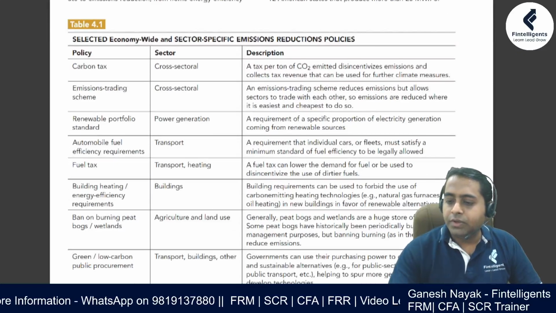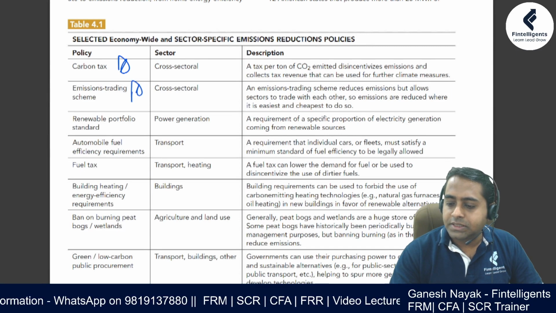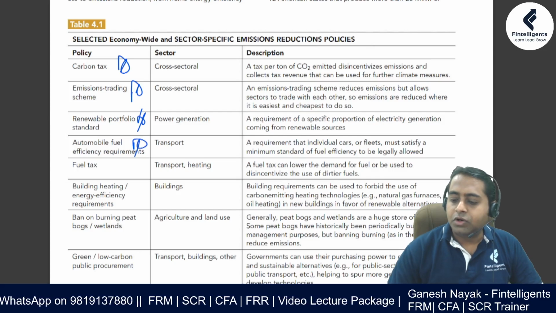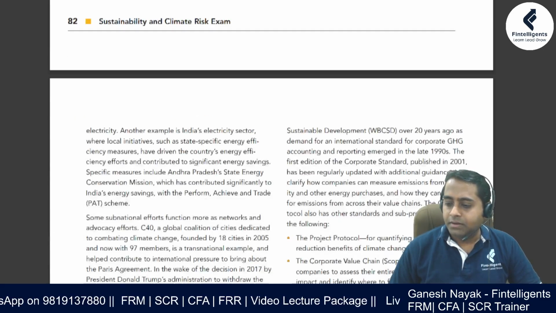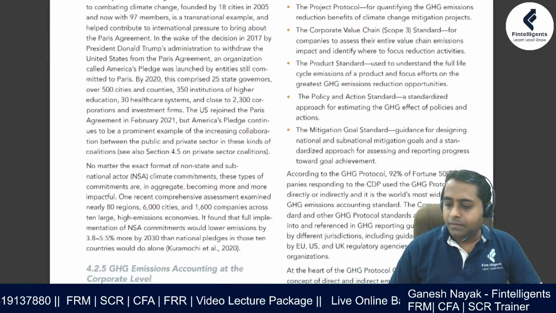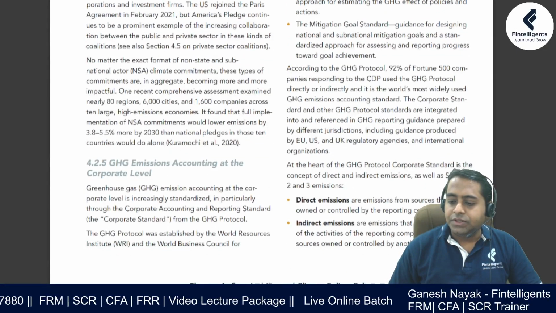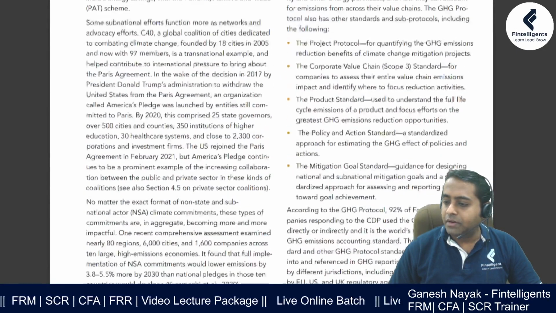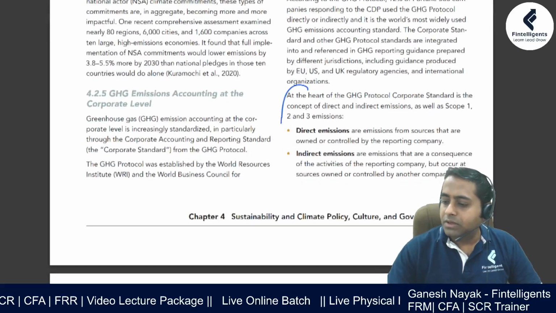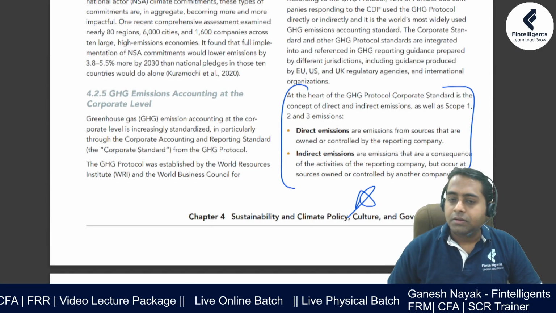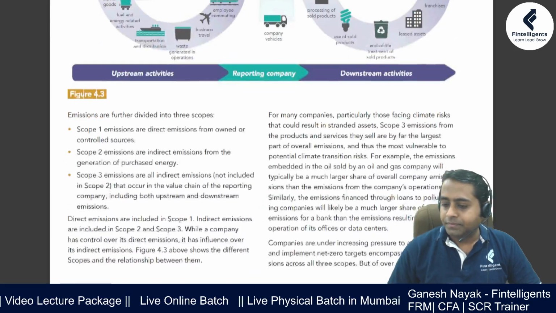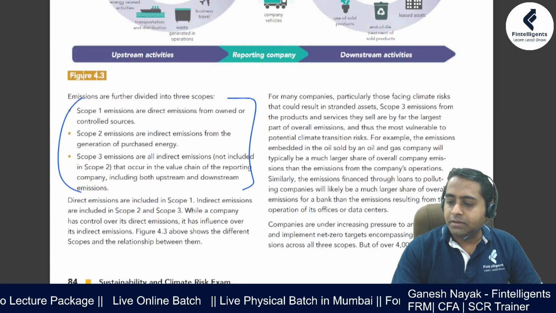So over here you can look at this in the table. This, and automobile efficiency requirement. GHG emission accounting at the corporate level. These ones are important. Scope 1, scope 2, scope 3. This diagram is important. This entire thing.